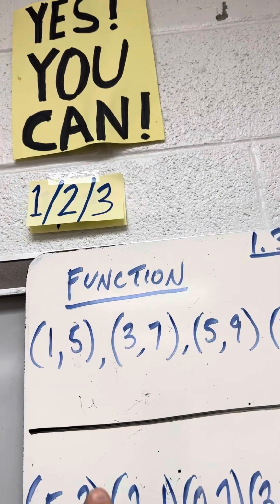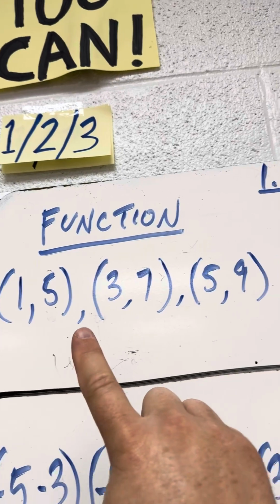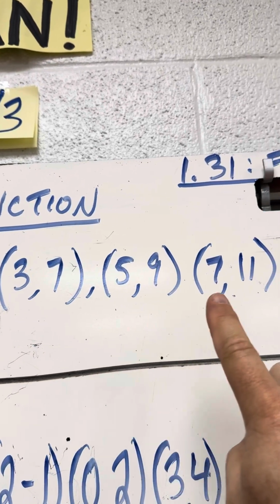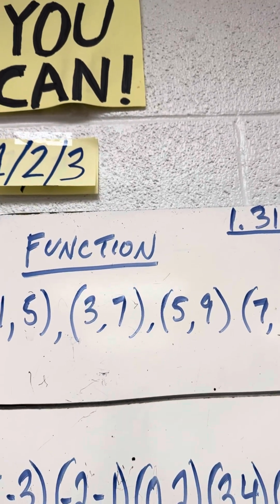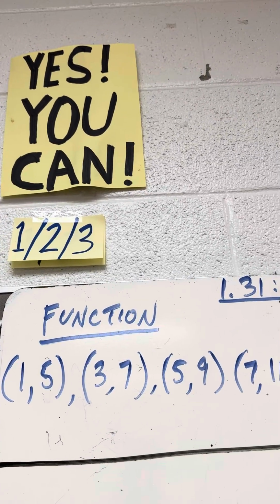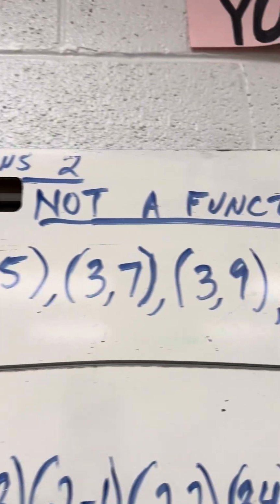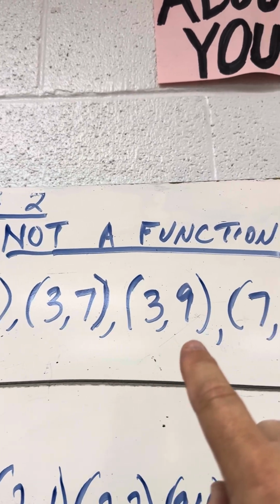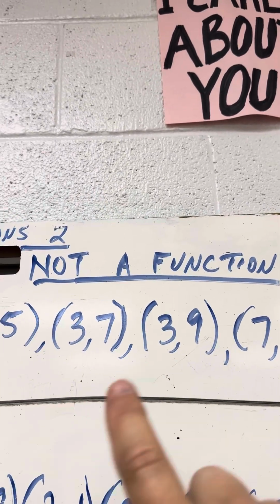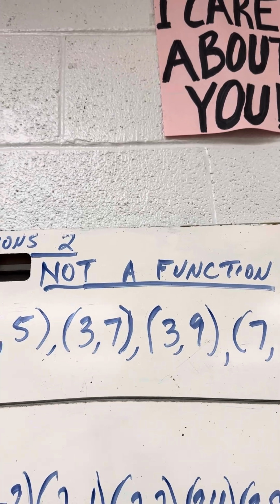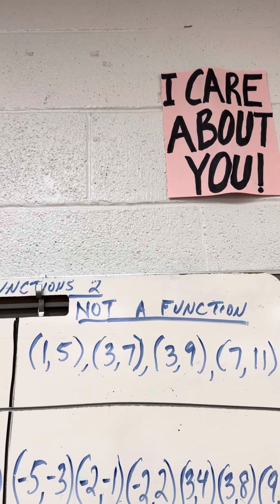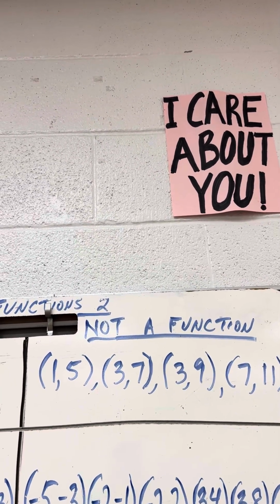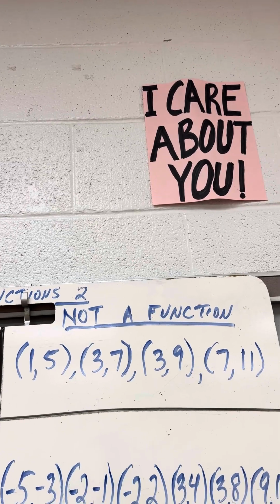For example, do you see how x here is 1, 3, 5, and 7? There's no repeating of the x values. That's a function. Look over here. Here, you see how you have 1, 3, 3, and 7? The 3's repeat. The x values repeat. That's not a function. That's all this is. Function or not a function.